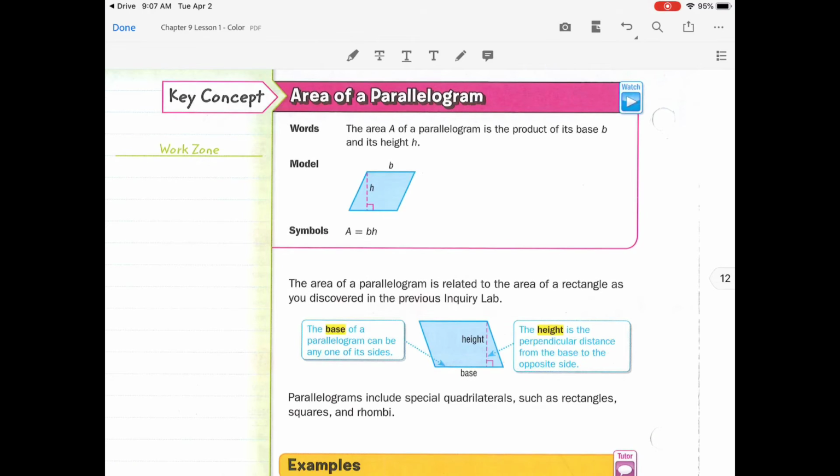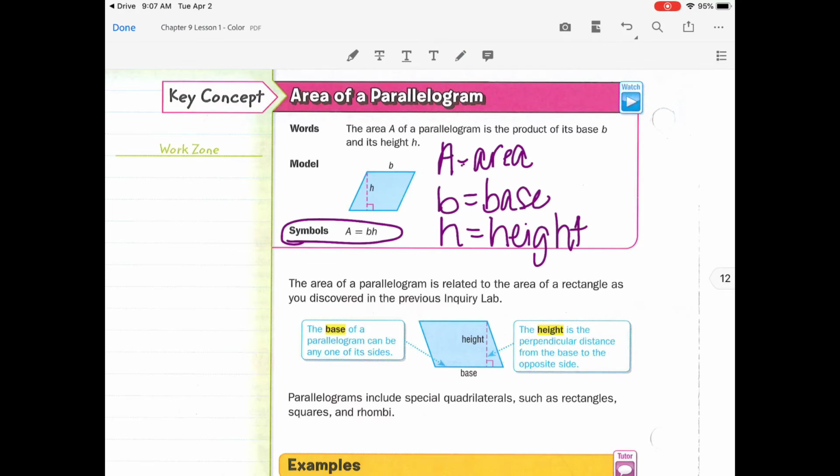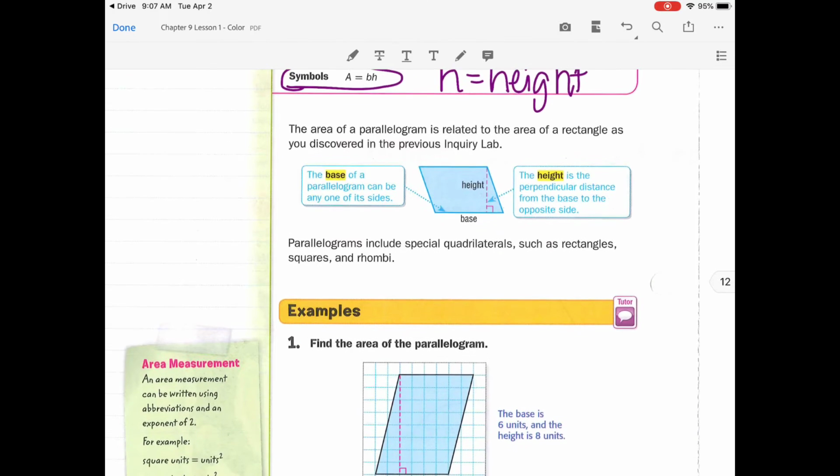So what we're focusing on today is the area of a parallelogram, and we're working on what is called the formula, and this is our formula for the area of a parallelogram. The A stands for area. The B in this situation stands for the base, and the H stands for the height. Okay, so again, whatever I'm writing up here, you should be writing in your paper as well. So let's talk about the base and the height.